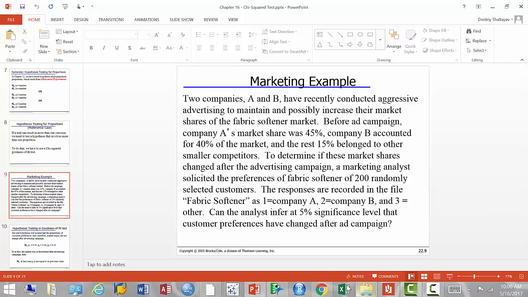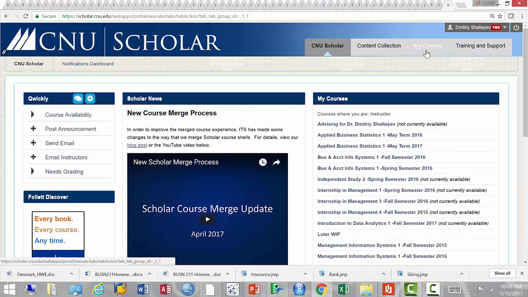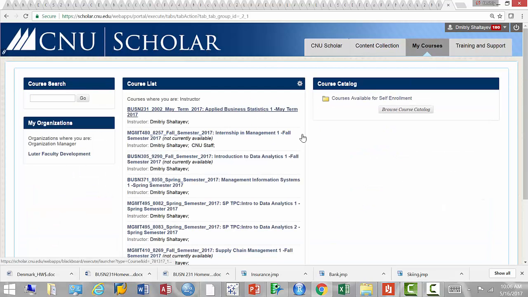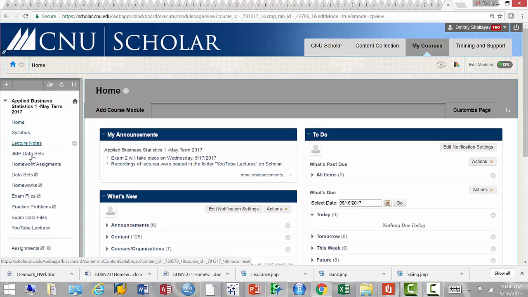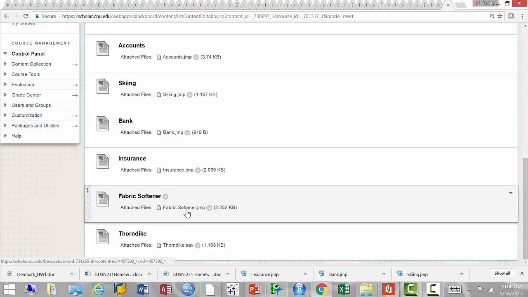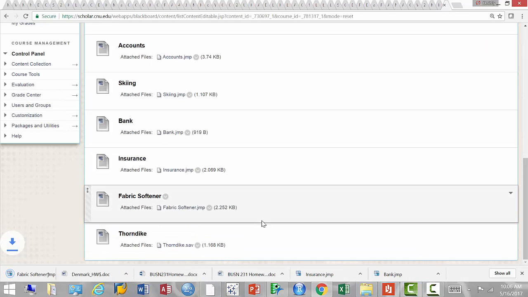So let's go ahead and download the file. For that, we have to go to Scholar, right? As you guessed, undoubtedly. And after that, go to Datasets. Datasets for JMP. And closer to the bottom, you will see the file that's called Fabric Softener. Let's open it up.